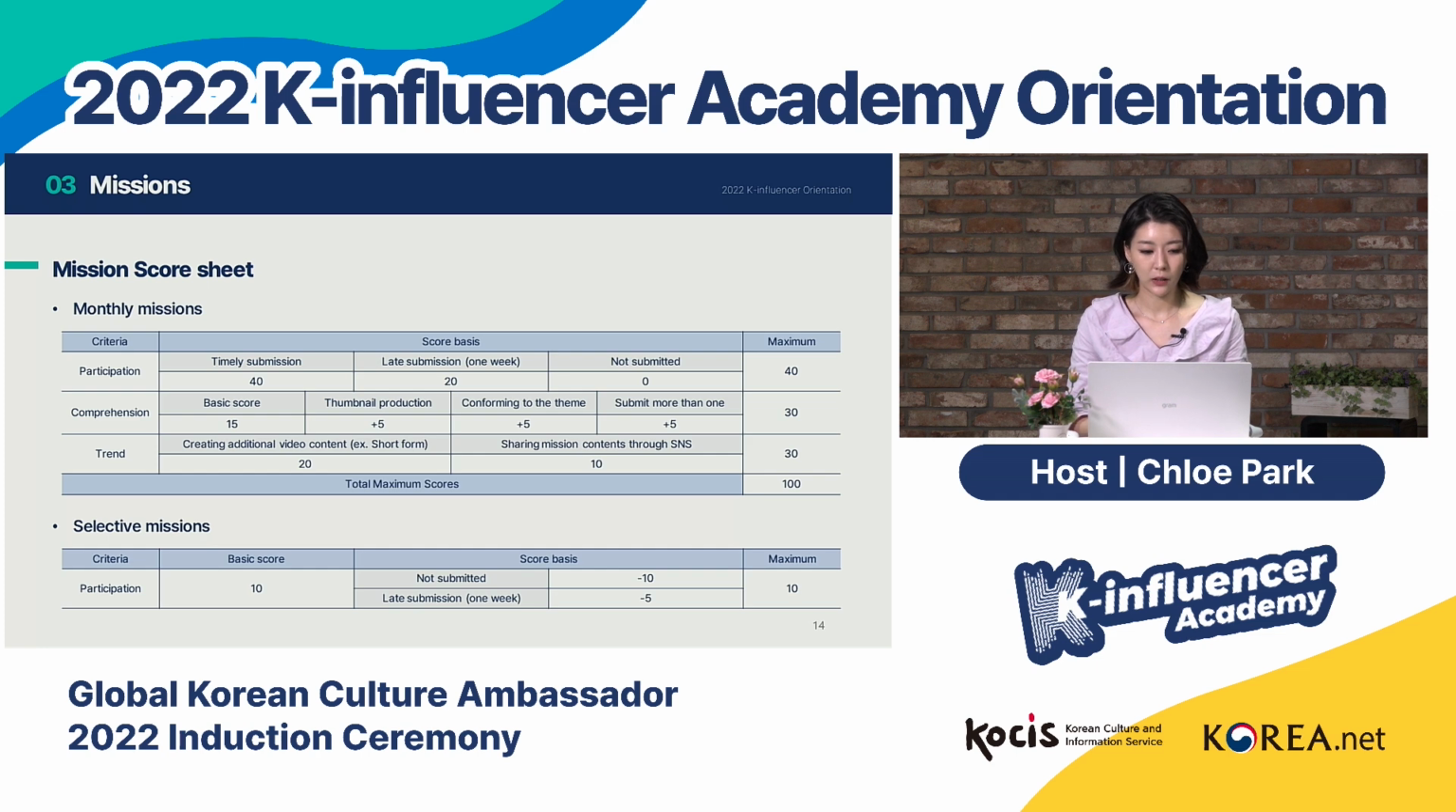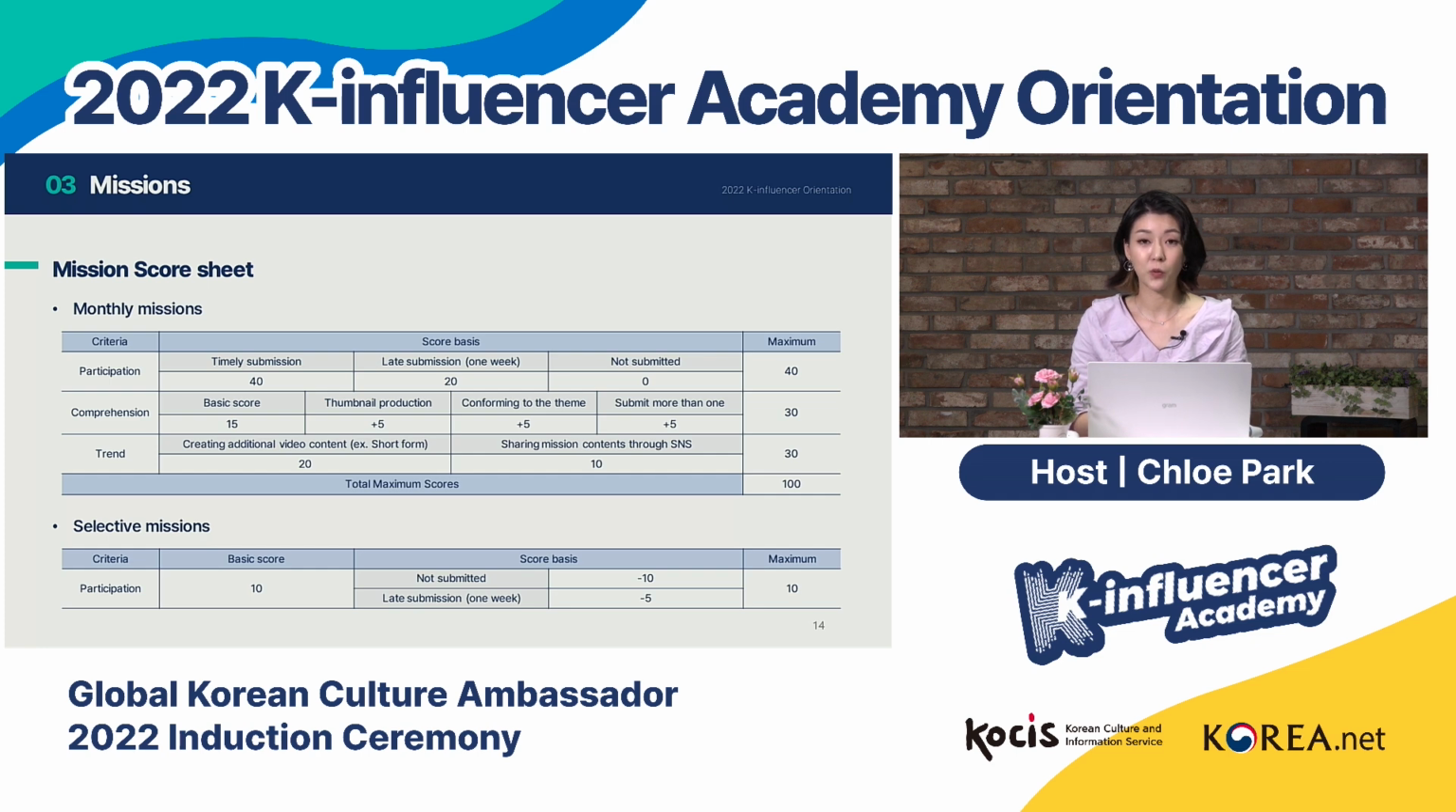And last but not least, the criteria for the monthly missions is trend. So what is a trend? This is a tricky word to understand, but the first part is creating additional video content, for example, short form. Basically, trend is about your social network activities. So if you create additional video content in short form like TikTok, you will get 20 additional points. Even if you're new to creating content or creating video, you don't have to worry much, because there's always a chance you can get additional points by submitting one video content in different formats. So this is very good for newcomers as well.